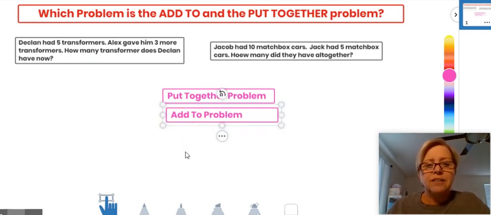The other part is I want you to write your own either put together problem or add to problem. It's up to you. You can either do a put together or you can do an add to problem. Have mom and dad help you write it. If you want to write it yourself, you can do that. But I would like it to be read on video, or just you can tape yourself reading it to me and let me know what kind of problem it was.